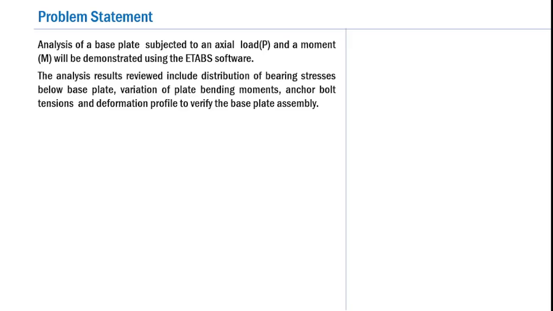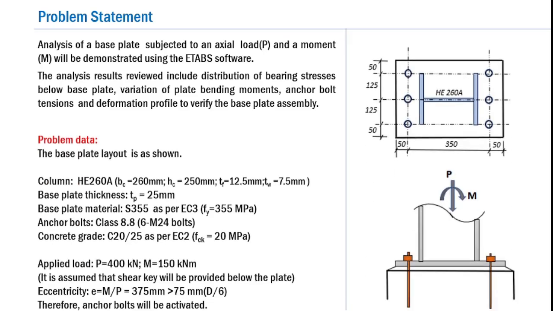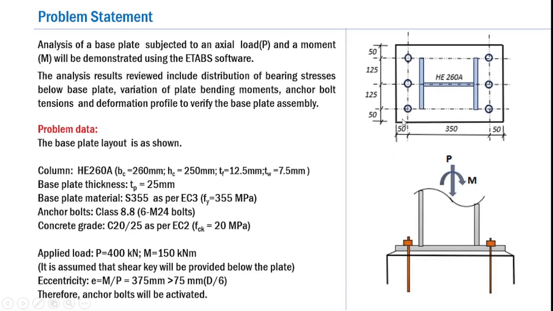So let us discuss the problem data. The column base plate layout is shown here. That is provided for a column HE260A. The various parameters associated with HE260A are: the width of the column flange is 260 mm, the depth of the section is 250 mm, the flange thickness is 12.5 mm, and the web thickness is 7.5 mm.